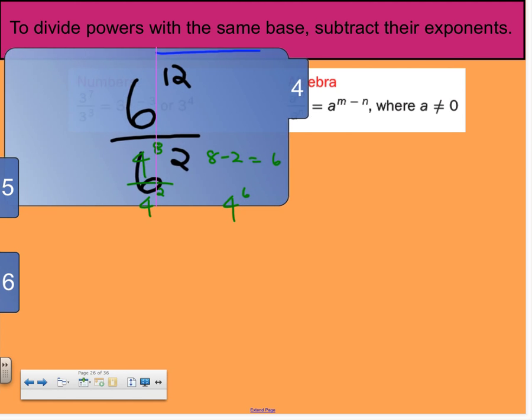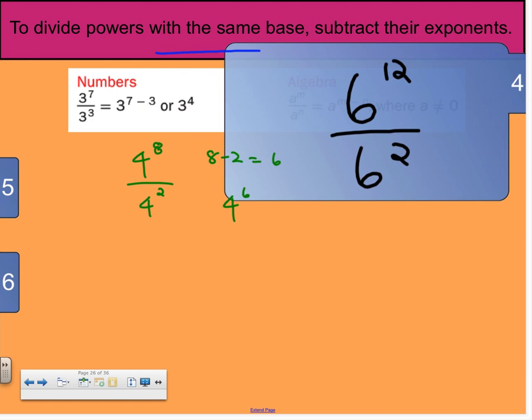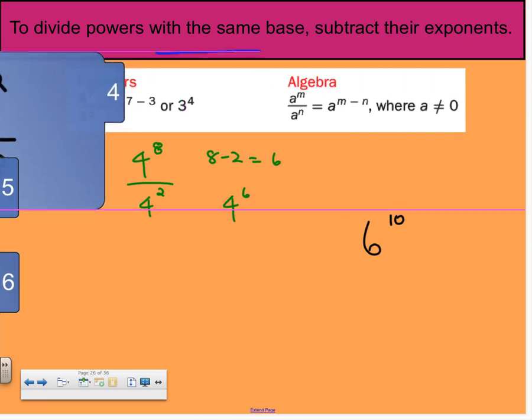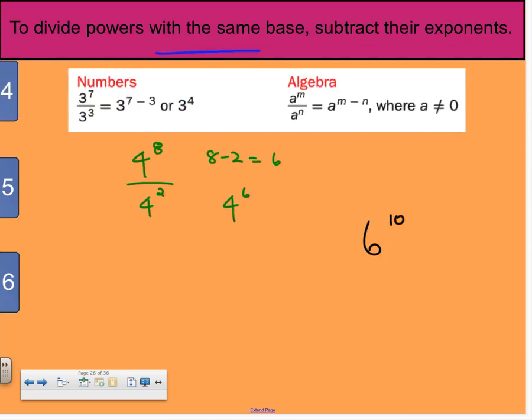Another example along the same lines would be this one here. 6 to the 12th divided by 6 to the 2nd power. I have the same base. It's being divided. 12 minus 2 is 10. So the answer for this one would be 6 to the 10th power. So that would be an example of some of your more basic power problems where division is involved.